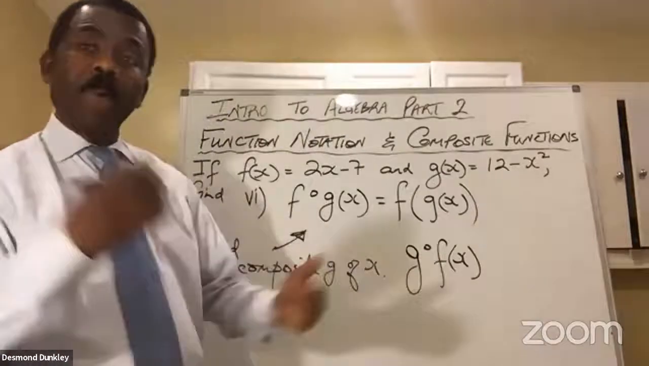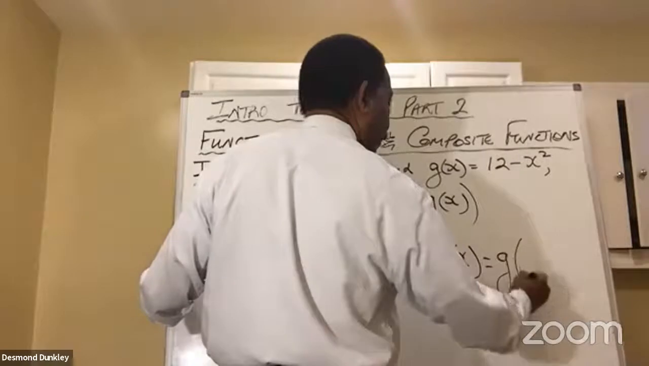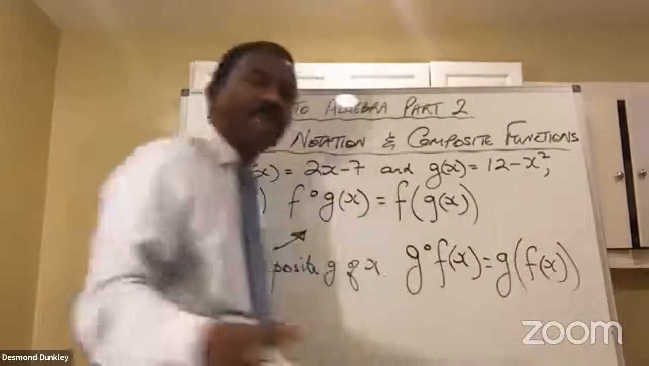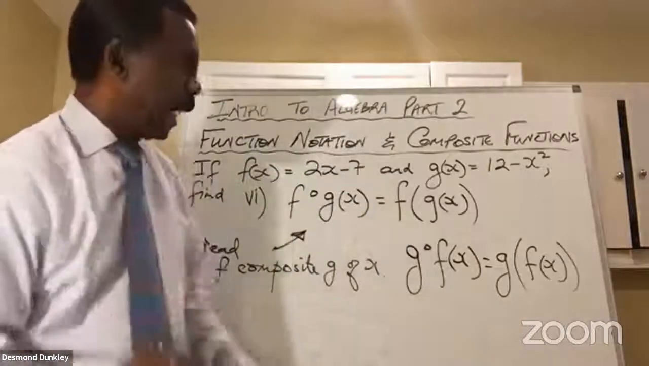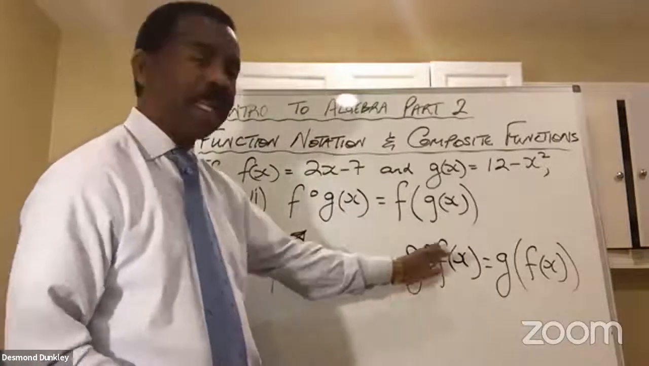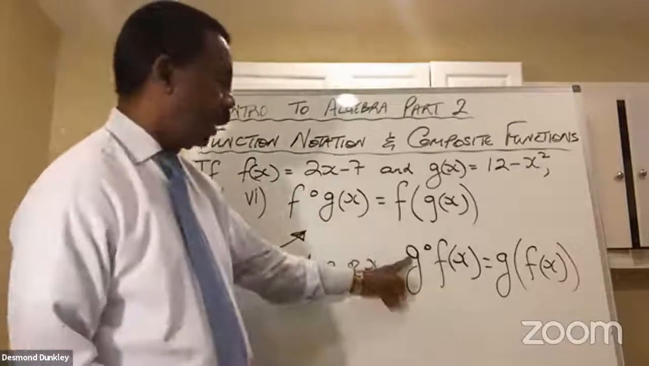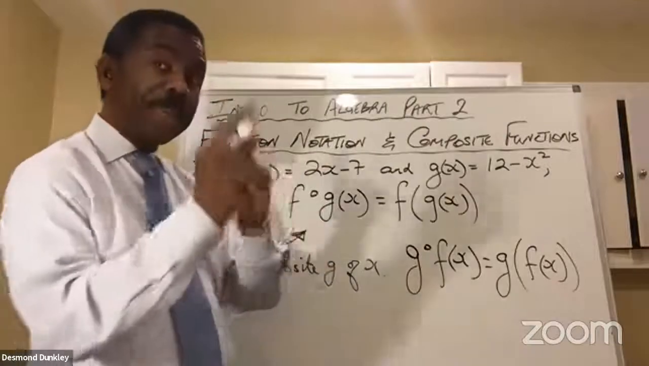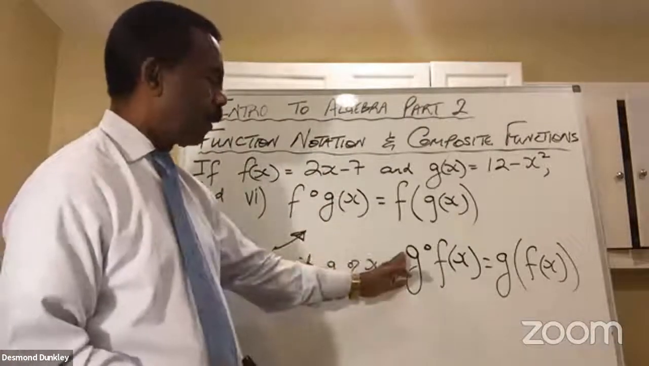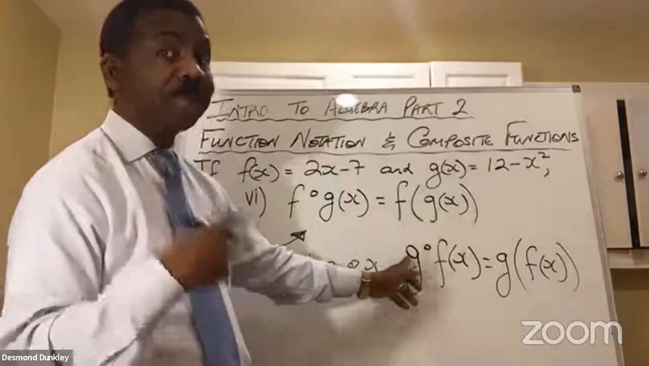Then when you do the operation, you have to go G of F of X. I said something just now that might be misunderstood. I said if the G is written first, it's not the same as when the F is written first. That's what I meant. If the G is written first, then it means that that function is going to be done last.